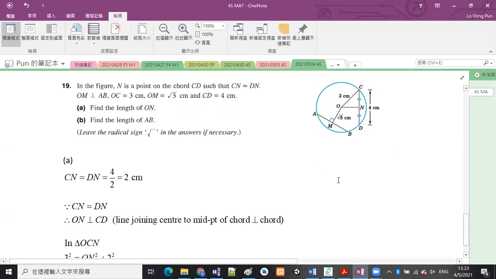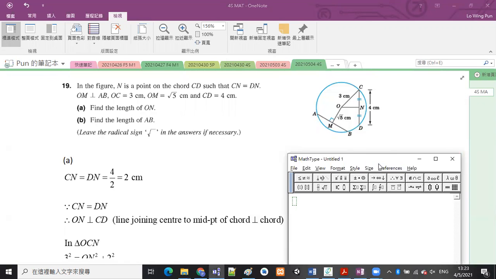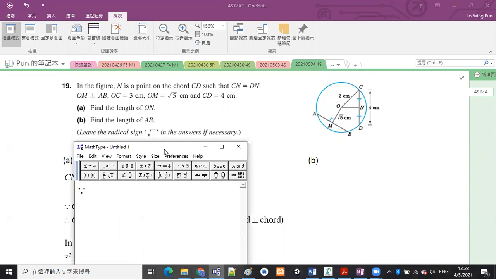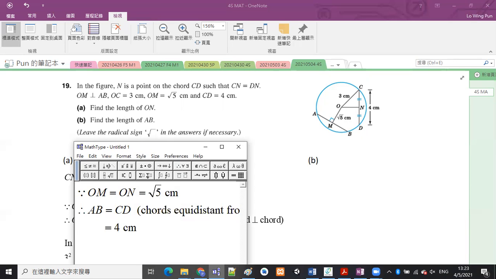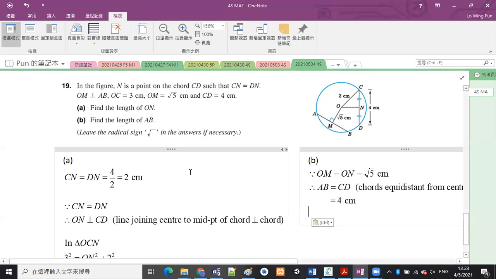So in part B, because OM is equal to ON, and they are both equal to square root 5 cm, therefore we can conclude that AB is equal to CD. And this is chords equal distance from center are equal. And they are both equal to 4 cm. So that is the answer.